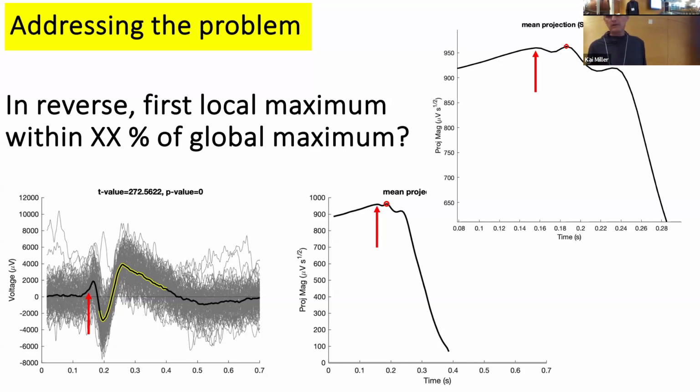But I think that would be a fun challenge and would be useful scientifically for the field.